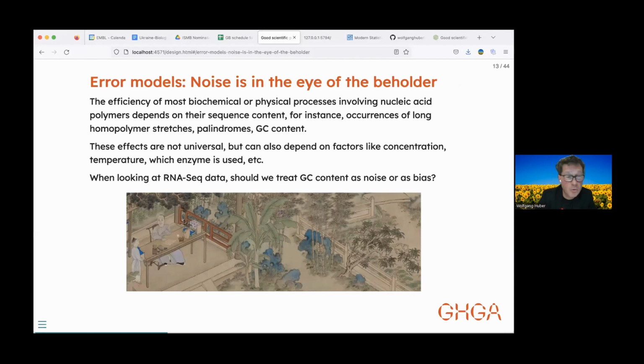They may also depend on concentrations, temperature. So the effect, for instance, of GC content on the sequenceability of an mRNA or cDNA is not a universal constant. It can depend a lot on details of the protocol that was used for the RNA-seq experiment, and therefore that effect may actually be different from experiment to experiment. So, should we then try to model this when looking at RNA-seq? Should we treat GC content just as a pure noise term that we ignore, or should we include it as a covariate for each gene and try to model that as a factor?